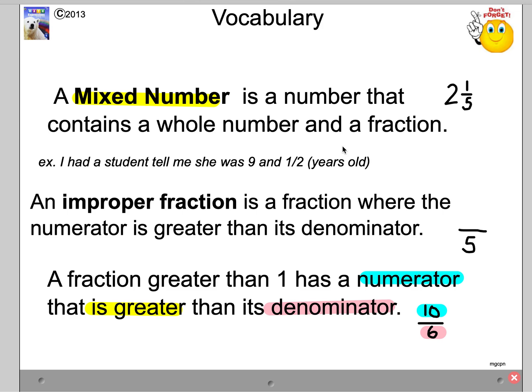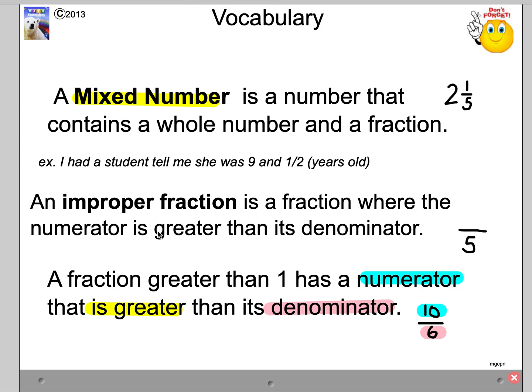This is a really important vocabulary term: a mixed number is a number that contains both a whole number, like the 2, and attached is a fraction, 1/5. Together, 2 and 1/5 are a mixed number. For example, I had a girl tell me that she was 9.5 years old. She gave her age to me as a mixed number.